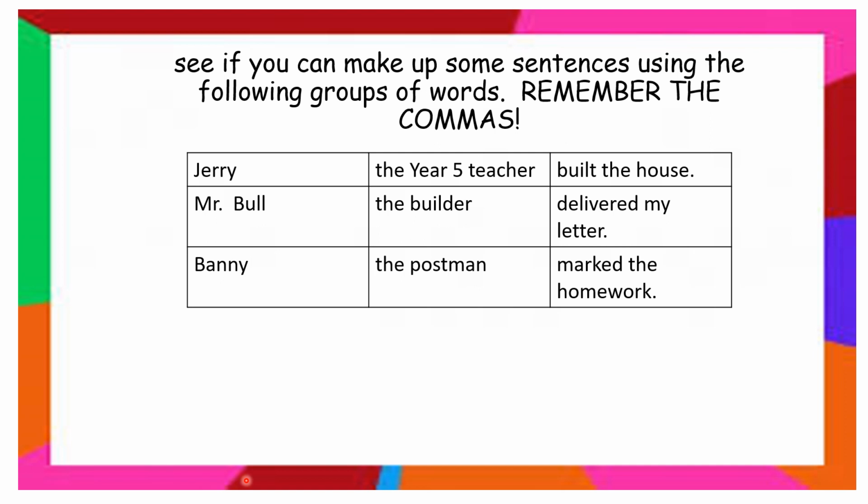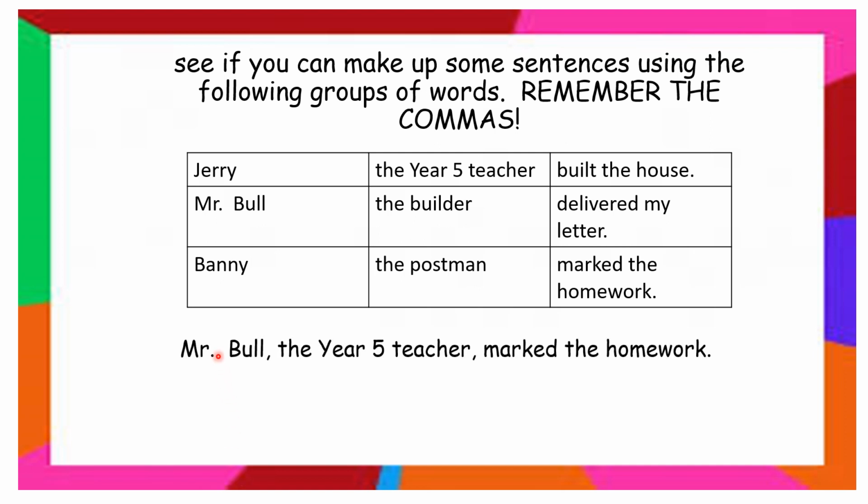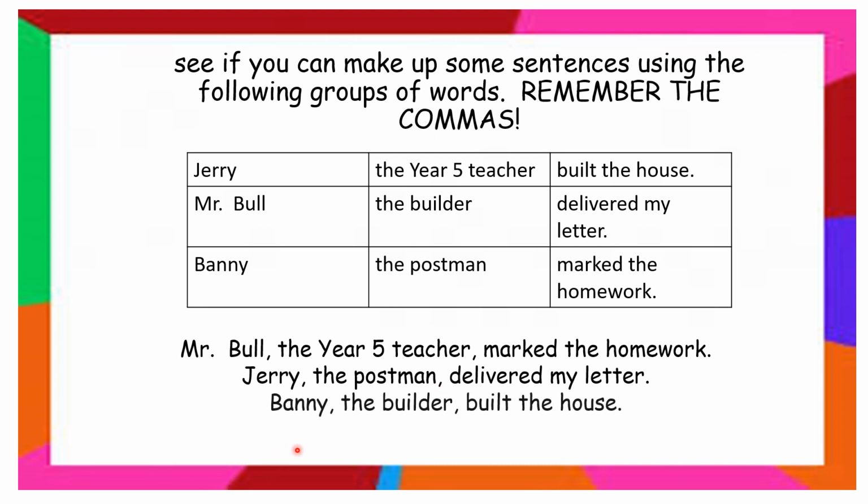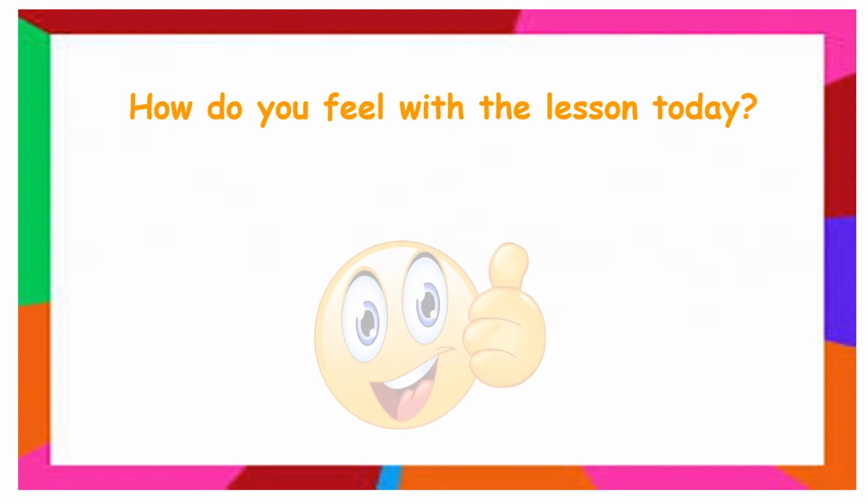Welcome back. How did you get on? Let's see how you went. So we have Mr. Bull, comma, the year 5 teacher, comma, marked the homework. Did you get this correctly? Well done if you did. Jerry, comma, the postman, comma, delivered my letter. And then finally, Bunny, comma, the builder, comma, built the house. If you got all this correctly, a big well done to you.